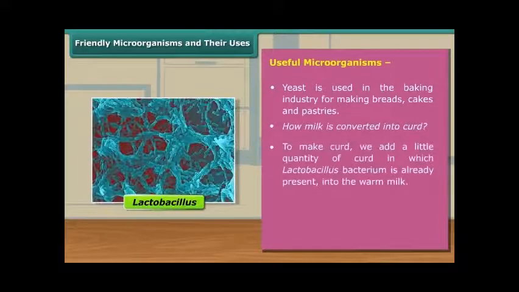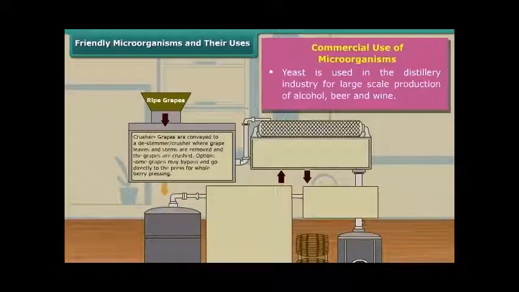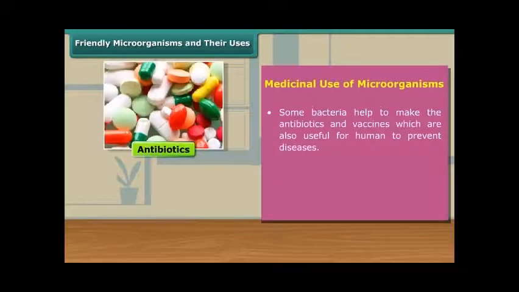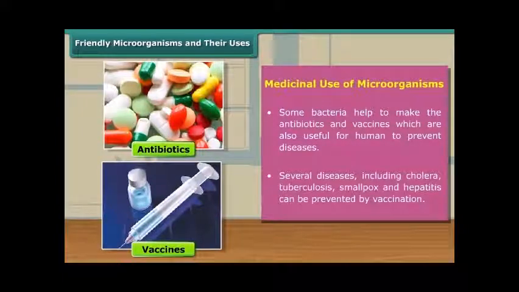The bacterium Lactobacillus is useful to make curd from milk. Microorganisms are also useful in the commercial and medicinal fields. For instance, yeast is used in the distillery industry for large-scale production of alcohol, beer, and wine. Some other bacteria are helpful in the production of antibiotics and vaccines. Vaccination is helpful against several diseases including cholera, tuberculosis, smallpox, and hepatitis.